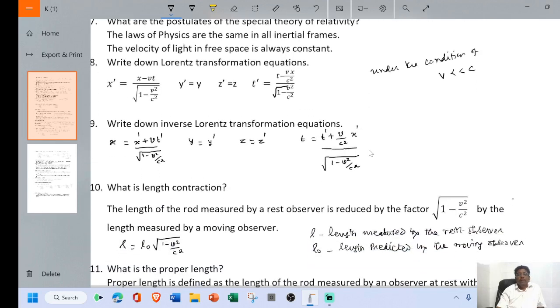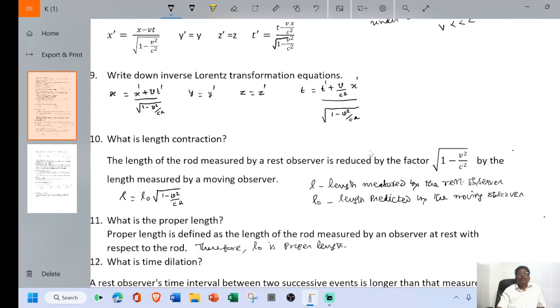Write down the inverse Lorentz transformation equations. Just from this equation, we have to find out the value of x. x equal to, bring this vt to the left hand side, x dash plus v into t should be replaced by t dash, divided by root of 1 minus v square by c square. y equal to y dash, z equal to z dash. Once again, t equal to t dash plus v by c square x dash divided by root of 1 minus v square by c square.